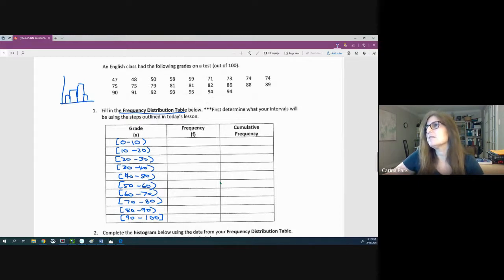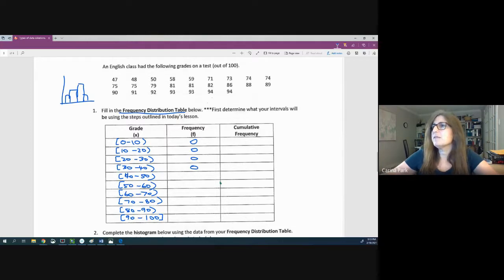So from 0 to 10, let's look at all the marks. From 0 to 10, there's nothing. Nothing, okay? So actually, what they want us to do is use tally marks. I'm going to show you. So nothing means there's nothing to count. From 10 to 20, also, I believe there's nothing. 20 to 30 looks like nothing. 30 to 40 looks like nothing.